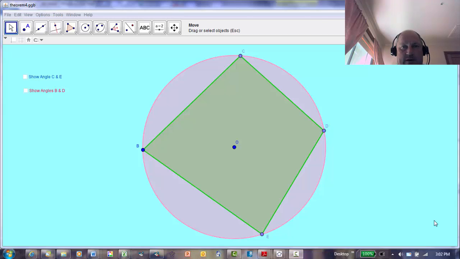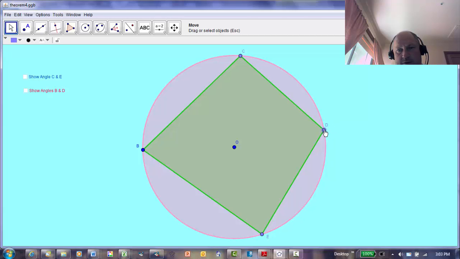Hi again, this is theorem number 4 on cyclic quadrilaterals. Here you'll see I've got a quadrilateral, a four-sided figure, where the four vertices of the quadrilateral are touching the circumference of the circle. You'll see I can move the points around the circle but not off the circle.